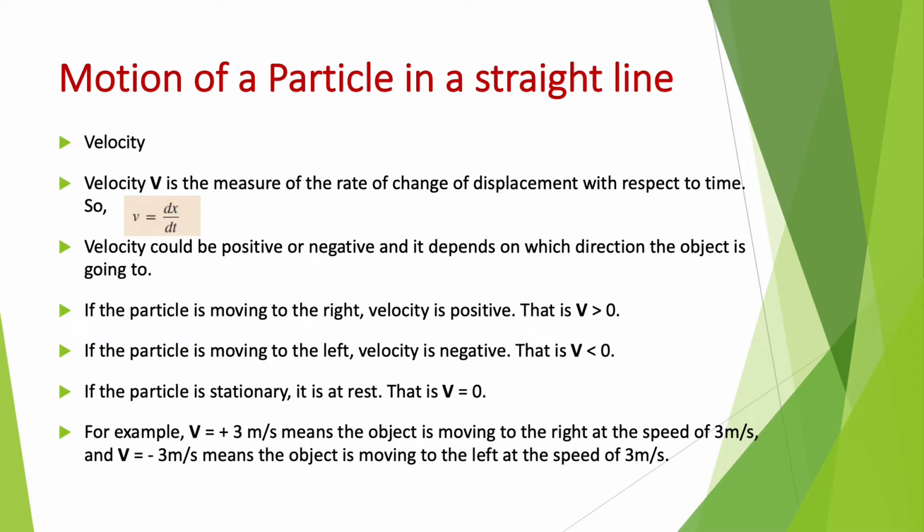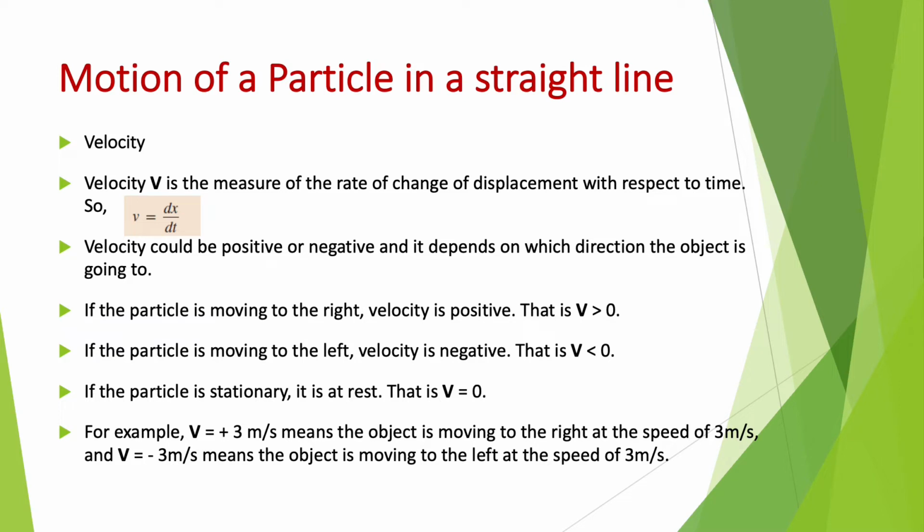If the particle is moving to the right, velocity is positive. That is, v is greater than 0. If the particle is moving to the left, velocity is negative. That is, v is less than 0. If the particle is stationary, it is at rest. That is, v equals 0.